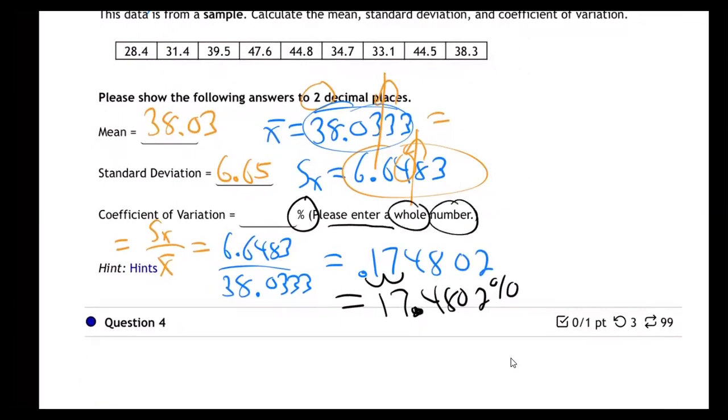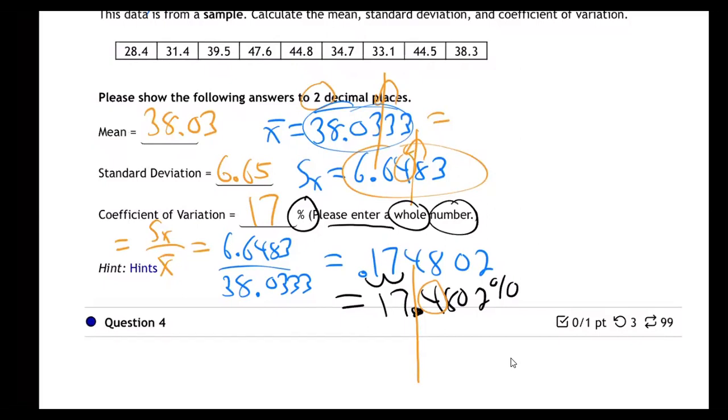And then they also said, please enter a whole number. So they want me to round to the nearest whole number. So I'm going to put a line. I'm rounding after the whole number. So that means it's just going to go 17%. That's a 4, so I don't round up to 18%. So the coefficient of variation is 17%.